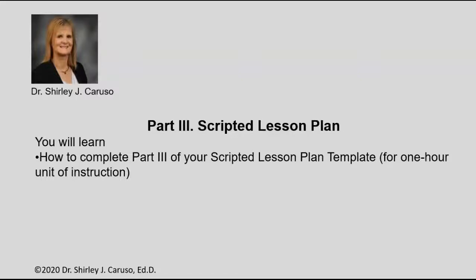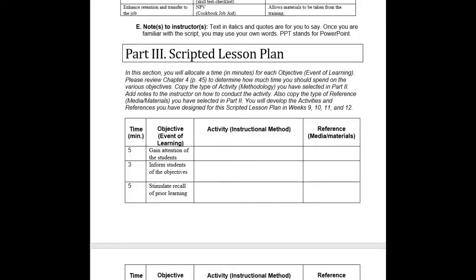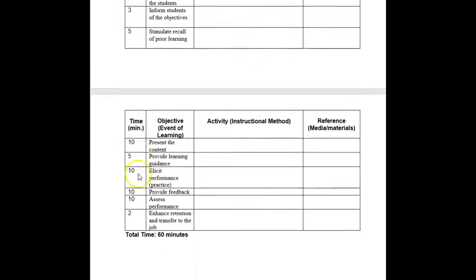In this tutorial, you will learn how to complete part 3 of your scripted lesson plan template for your 1-hour unit of instruction. In this section, you will allocate a time in minutes for each objective or event of learning. So I've done that here.